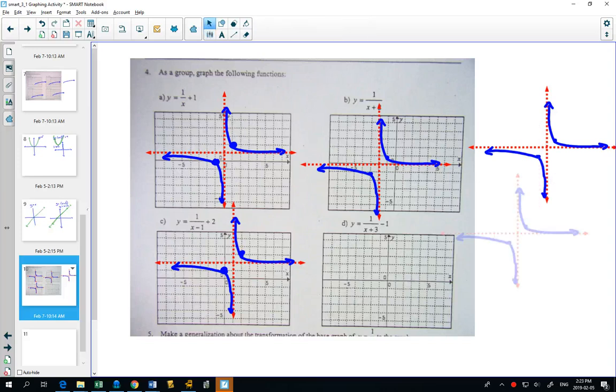Finally, the last one here, we have x plus 3 moves 3 to the left. Minus 1 would move 1 down. And again, the shape of the graph stays the same. All that changes is where it's moved to. Left, right, up, and down.